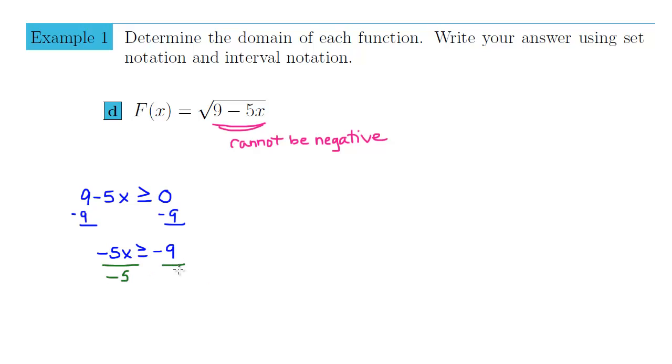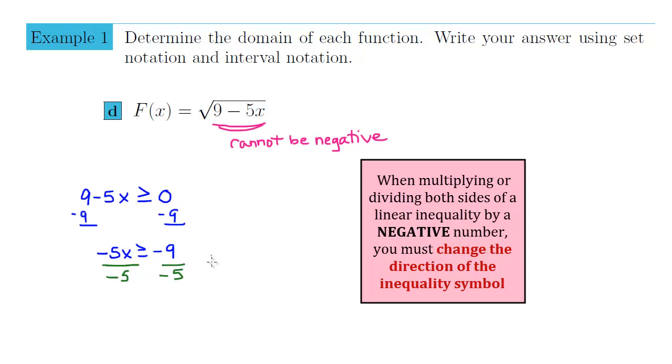This is where the one little rule comes in that pertains to inequalities that makes them different than linear equations. When you divide by a negative number, you must change the direction, or in other words, flip the inequality symbol. This is a property of inequalities, and if you need, go back and review your linear inequalities. That tells me that x must be less than or equal to negative 9 divided by negative 5, or, since negative divided by negative is positive, that means x is less than or equal to 9/5.